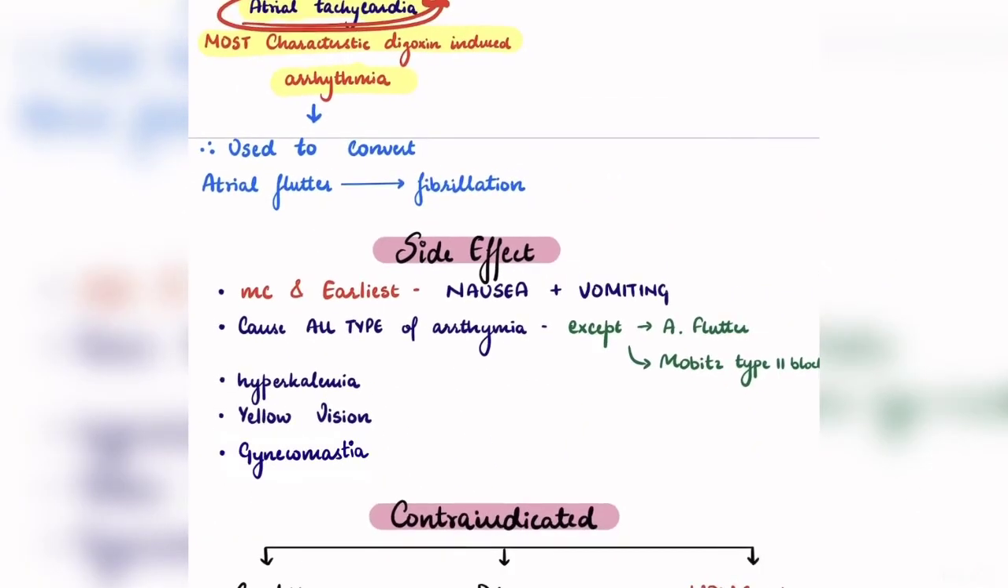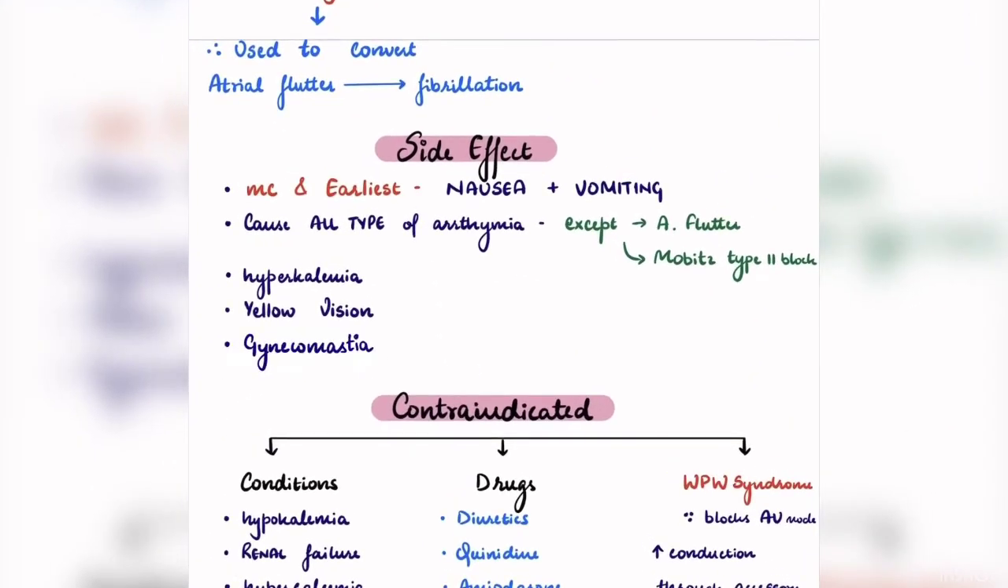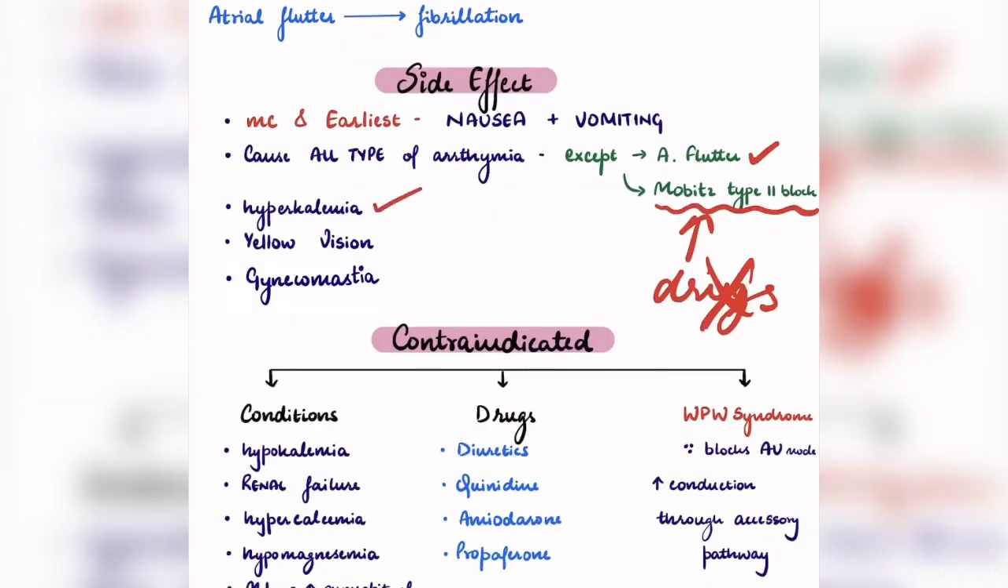Now talking about side effects. The most common one is nausea and vomiting. It causes all types of arrhythmias except atrial flutter and Mobitz type 2 block. Another effect is hyperkalemia. We already saw that. The important one is yellow vision. This is usually asked in exams, so it's important for exams.